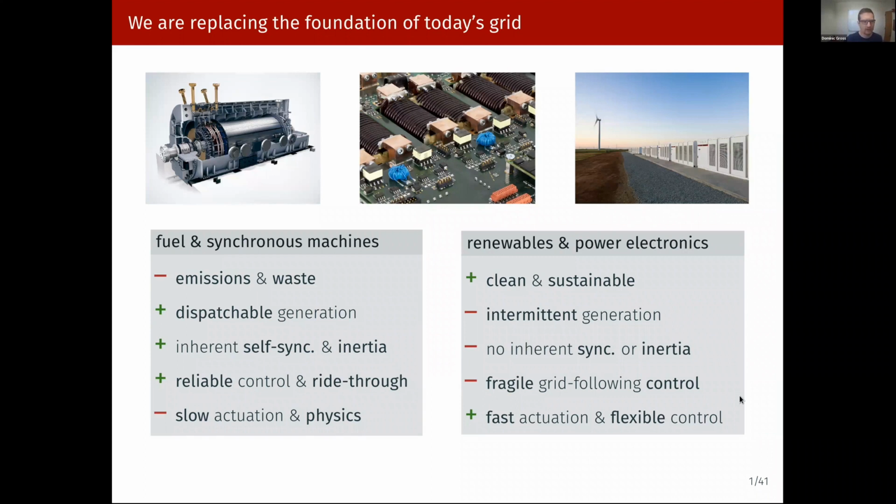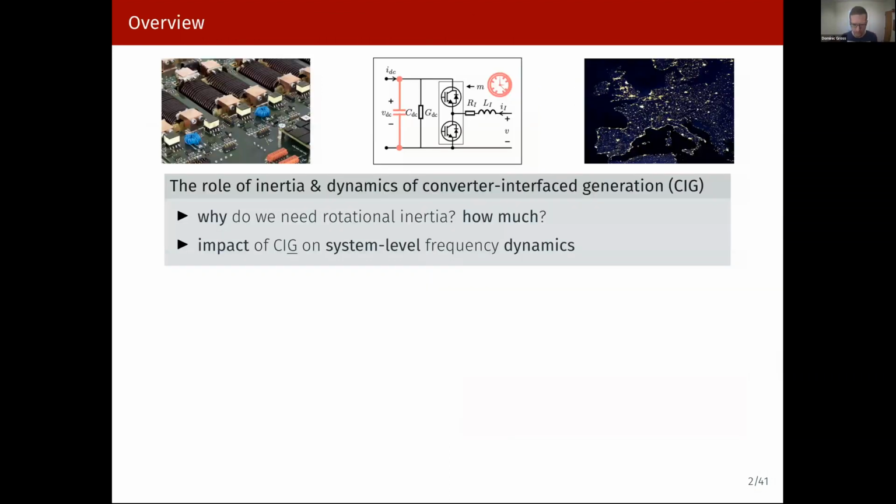So just a quick overview of this talk. First, I want to talk a bit about the role of inertia. How does it impact systems if you transition to low-inertia or no-inertia systems? And what role does the converter-interfaced generation really play? So the first point will just be a bit of a recap of why we even need rotational inertia and how much we may need in a future system. And then I will talk a bit about what the impact of converter-interfaced generation on the frequency dynamics at the system level really looks like.